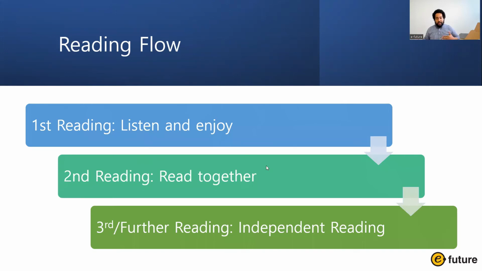The third reading, or an additional reading, should be independent reading. And this doesn't even necessarily have to be in the during reading stage. You can do this in the post-reading stage as well for specific activities. We'll talk about that later. But these first two readings are the big ones for the during reading stage.